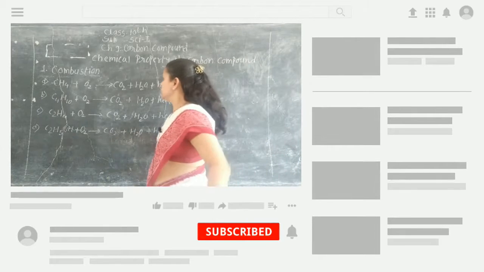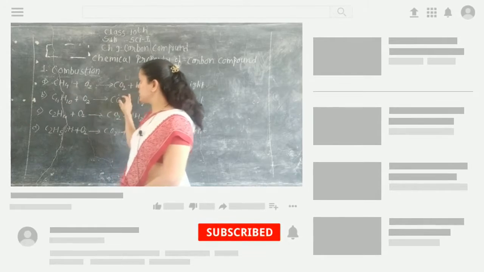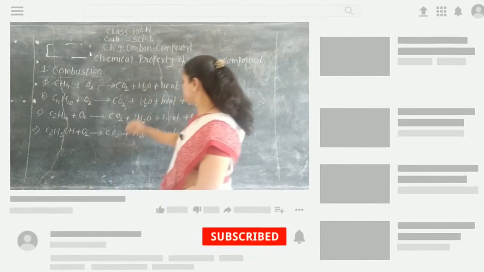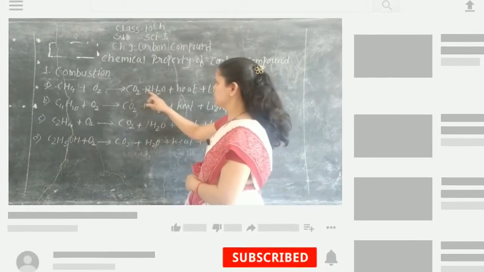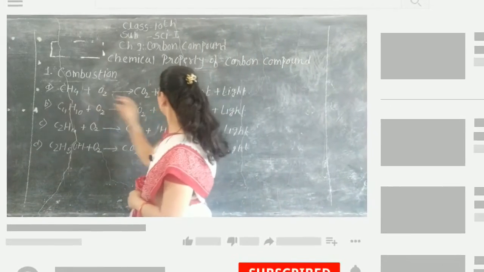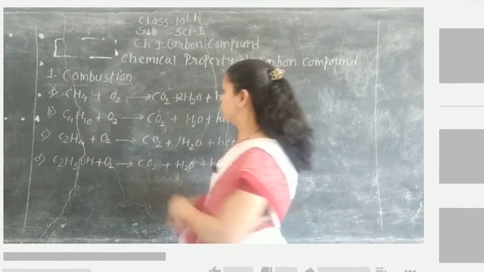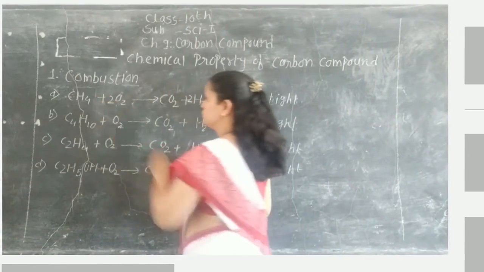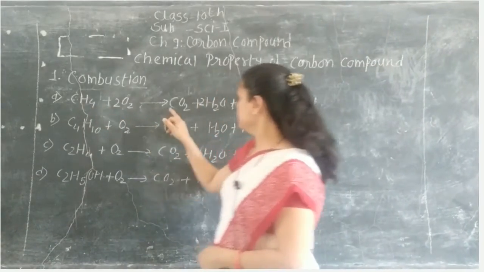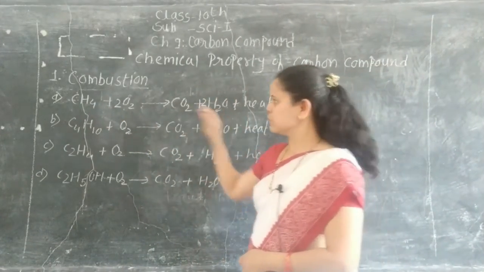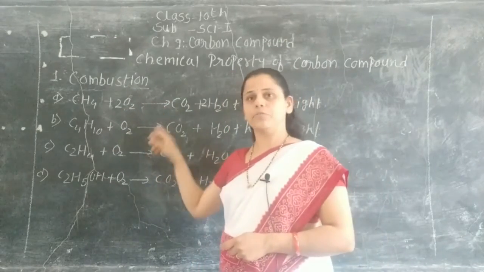First check the number of atoms on both sides. Here 4 hydrogen, so write here 2. So 2 2s are 4. Then oxygen, number of oxygen 2 2s are 4, so 2 oxygen. Then carbon, 1 carbon is here. So this equation is balanced. So it is very necessary to balance the equation.